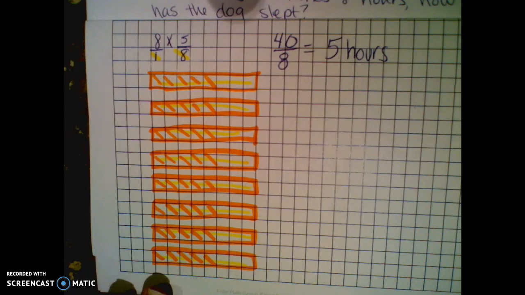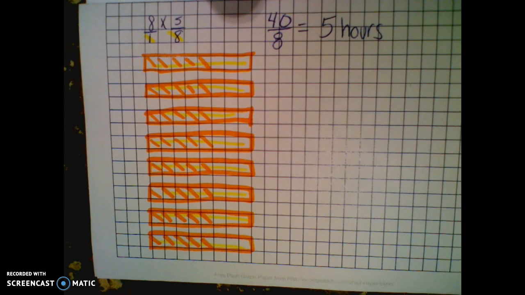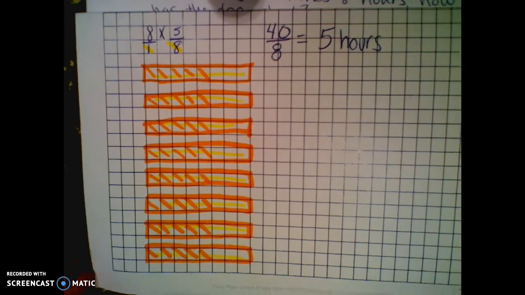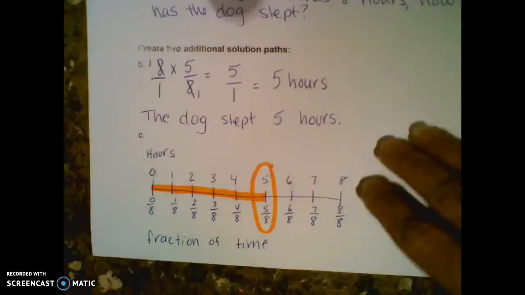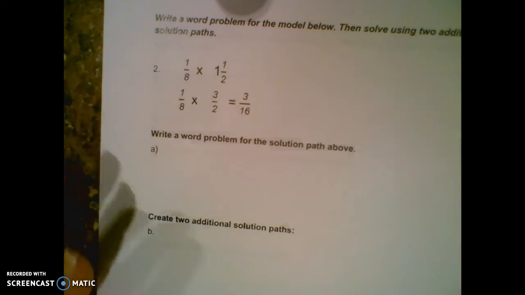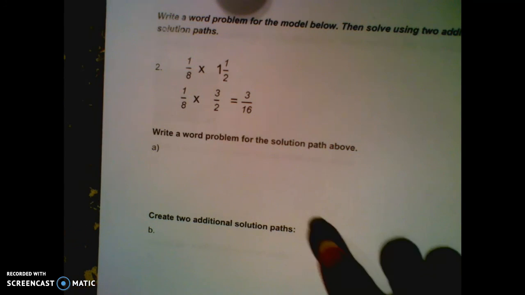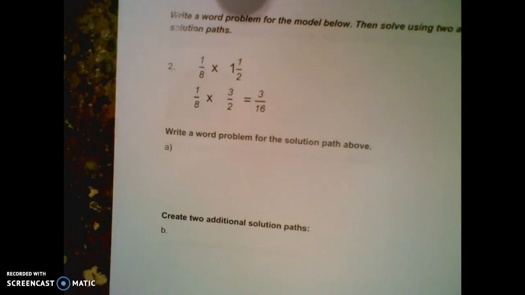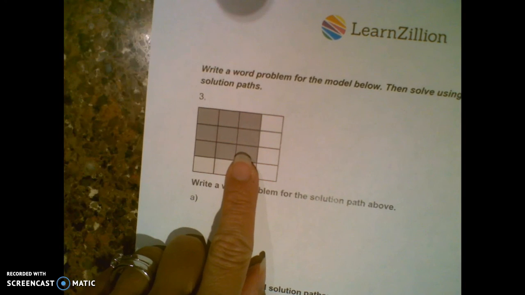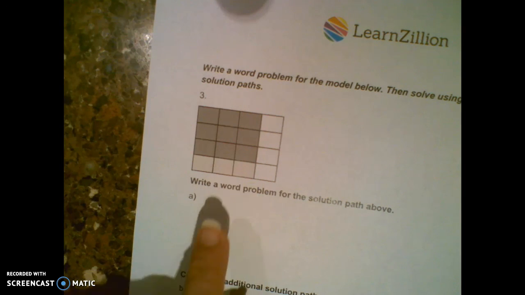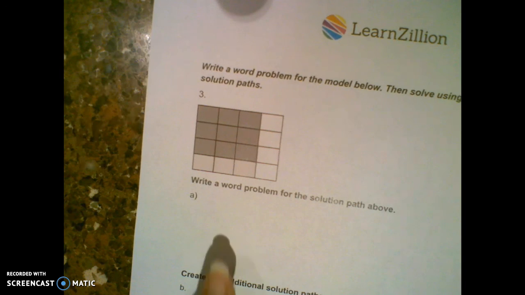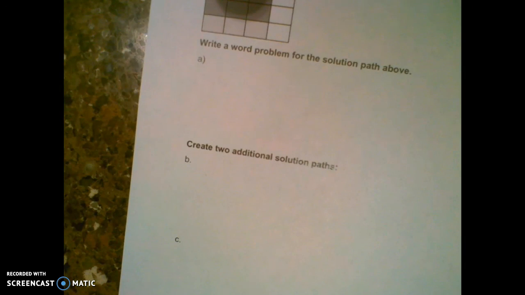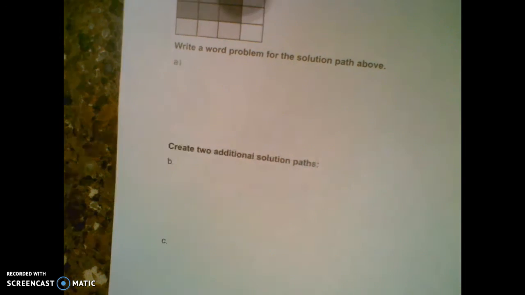Every solution method you choose to make, you still should get the same answer. So that would make sense. Okay, so I hope that helps you out. Go ahead and try numbers 2 and 3. Number 2 gives you the solution using the algorithm. Again, you're going to write a word problem and create 2 additional solution methods for it. And same thing with 3, it gives you that array model that we're really used to seeing anyway. That's the original model that we looked at, and you're going to write a problem and show it in 2 different ways as well.